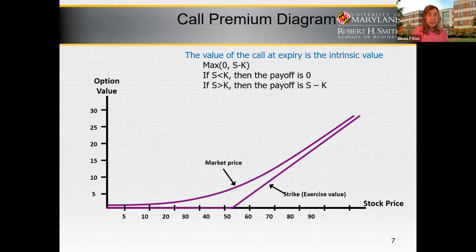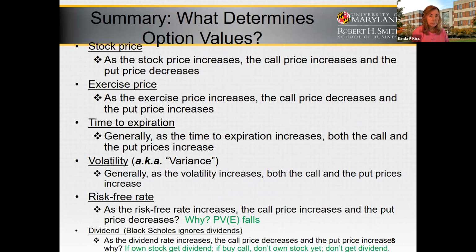So again, the intrinsic value is easy to figure out. Is the current price higher than the strike at which I can buy the asset? Okay, that's the intrinsic value. The time value is the difference between the option market value and the intrinsic value. This slide summarizes the variables on the value of the option.